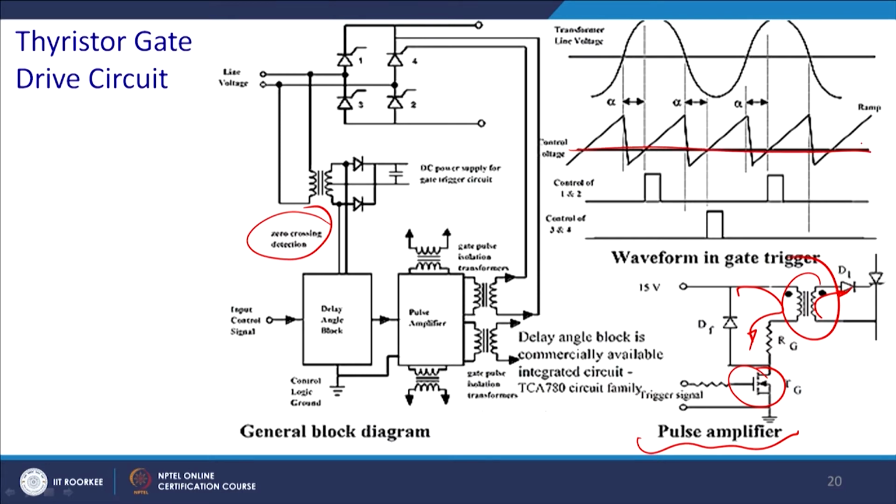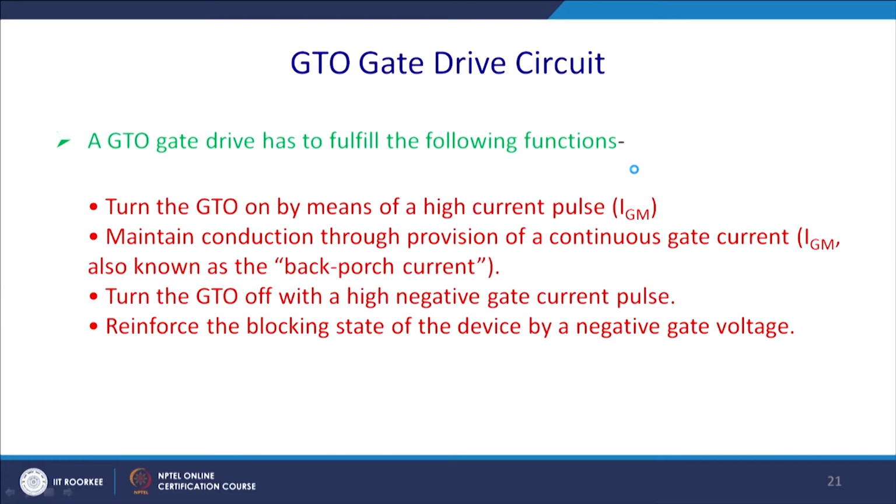So the moment it cuts, this will be the delay alpha, and at that point it will be the trigger. So we get high pulses, and these high pulses will be fed to the pulse amplifier. The pulse amplifier will generate the necessary triggering pulses. Now let us come to the GTO driving circuit.